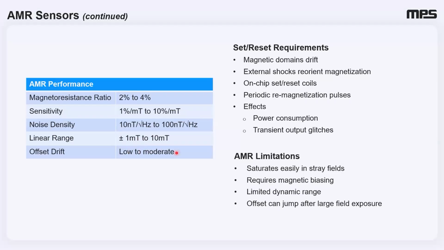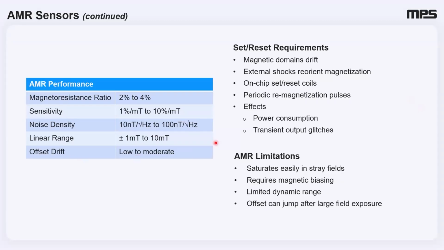Okay, couple things. AMR saturates really easily in stray fields, and once it's saturated, it's no good. It's got a limited dynamic range. It requires magnetic biasing, and this is the big one. The offset can jump after a large field exposure. These also require something that a lot of data sheets often hide. AMR sensors need to be periodically retrained magnetically.